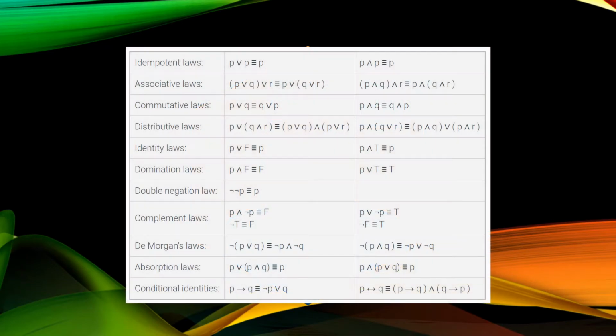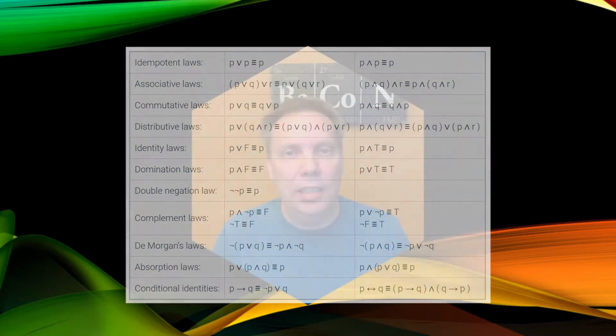In the first video on logic, I mentioned De Morgan's laws. In fact, we actually proved one of the De Morgan's laws, how a negation distributes over an and. You negate each proposition and you replace the and with an or. We proved that using a truth table. That is a law. And there are 11 laws, or 11 names for laws. Some of them have more than one part. And that's what I want to talk about today.